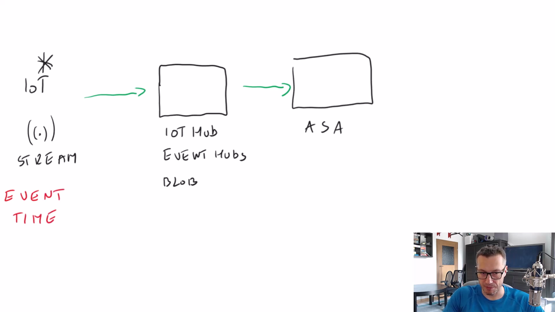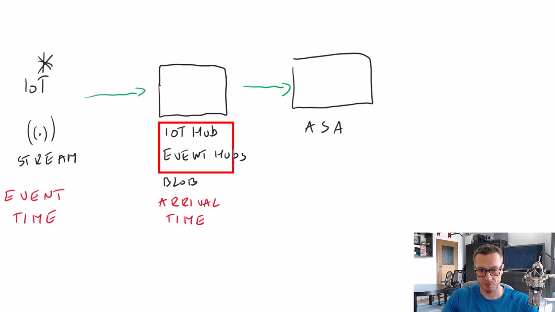Event time, or application time. Then once this event arrives to Azure, we would know its arrival time. Depending on the service that we use, it would be stored in a different property. For example, for IoT Hubs and Event Hubs, it would be called event enqueued UTC time. For Blob Storage and Data Lake, it would be blob last modified UTC time.